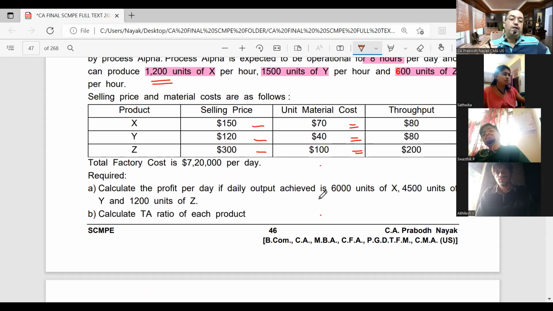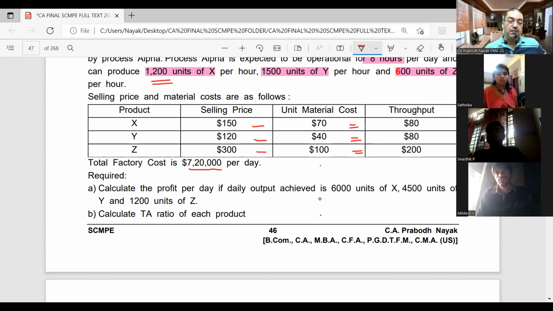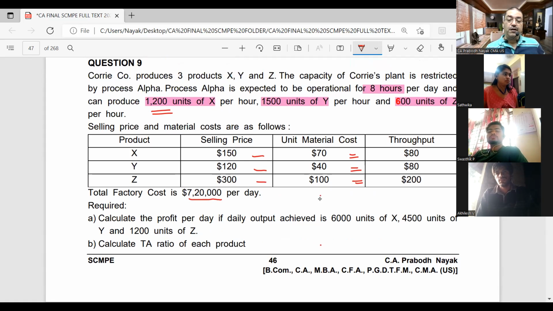The total factory cost is given to me as $7,20,000 per day. So I will divide that 7,20,000 by the hours. In 1 day we have 8 hours, so again per hour I require. So 7,20,000 divided by 8. Let us do that.